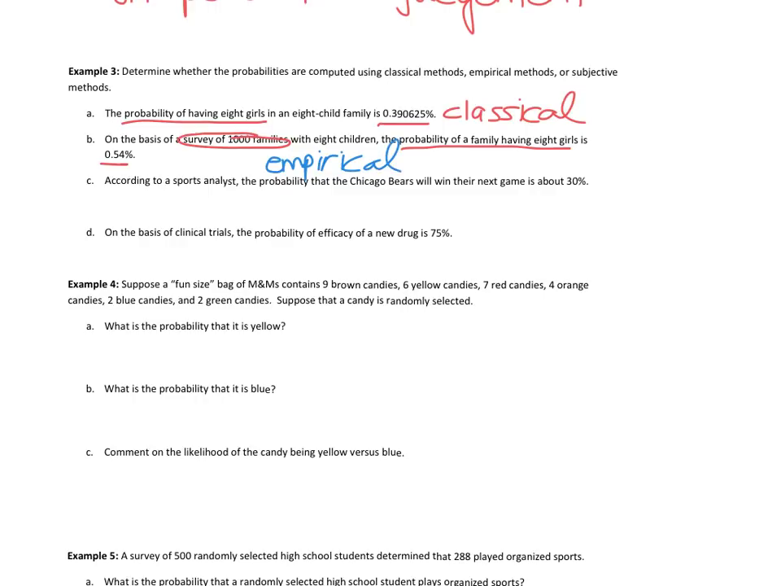All right, and then part C. According to a sports analyst, the probability that the Chicago Bears will win their next game is about 30%. That was the example I just used, except with Bears instead of Dodgers. So that's based on someone's opinion, that's subjective. And then finally, on the basis of clinical trials, the probability of the efficacy of a new drug is 75%. Again, because it's on the basis of clinical trials, this is like a relative frequency. So this is empirical.